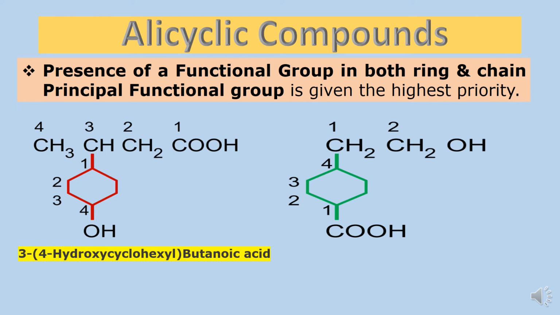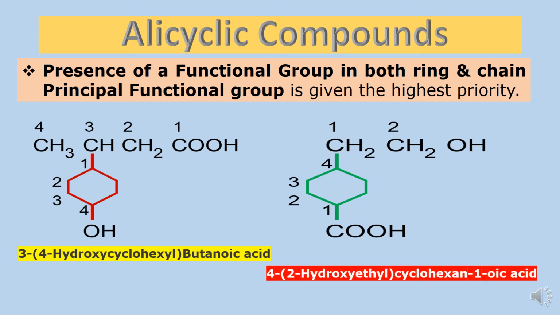Next compound, you can see that the ring has a principal functional group, carboxylic acid, and the chain has a minor functional group, hydroxy. So in this case, the preference will be given to the ring, and the name of the compound is 4,2-hydroxyethyl cyclohexanoic acid.